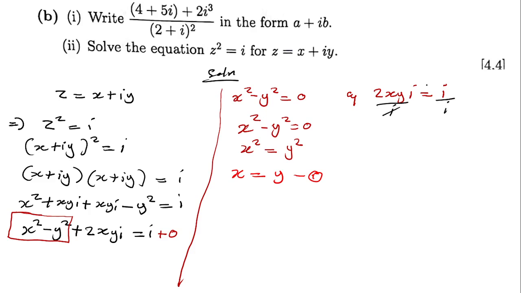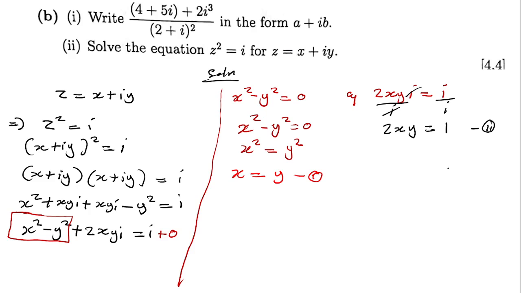So that and that will cancel. So you have 2xy is equal to i times i. It's what? 1. i times i is 1. So when you take x to be equal to y from equation 1, so this is your equation 1. This is your equation 2.